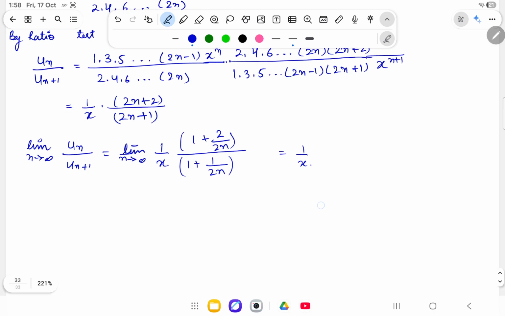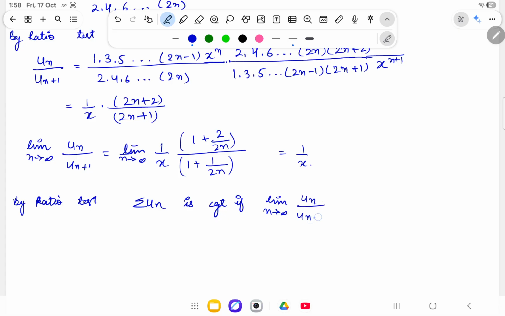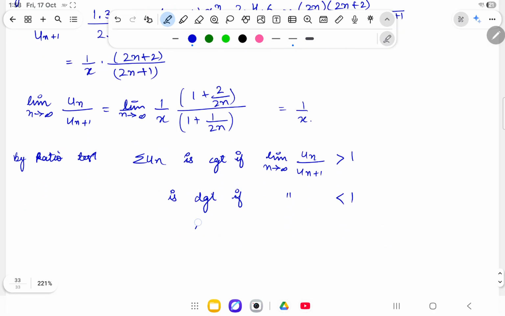And we know that by the ratio test, the given series un is convergent if the limit, that is limit n approaches infinity of un by un plus 1, turns out to be greater than 1, and it is divergent if this same limit is less than 1, and the test fails if this limit is equal to 1.